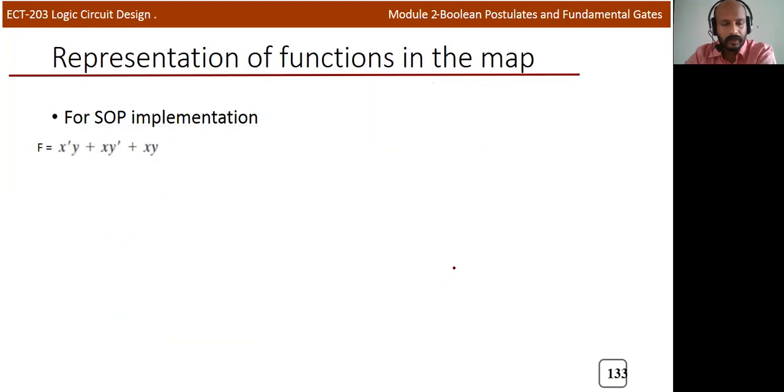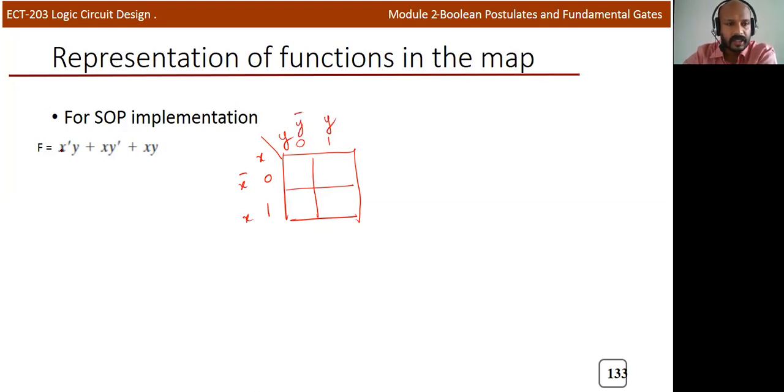Now we will move to the problem. We need to simplify this expression where f is given by x bar y plus x y bar plus xy. In order to solve this, we need a K map. I can draw a K map for two variables. This is X and here it is Y. We need four cells, two rows and two columns. I can represent 0 and 1 here, and also 0 and 1 here. This is X bar, this is X, this is Y bar, and this is Y.